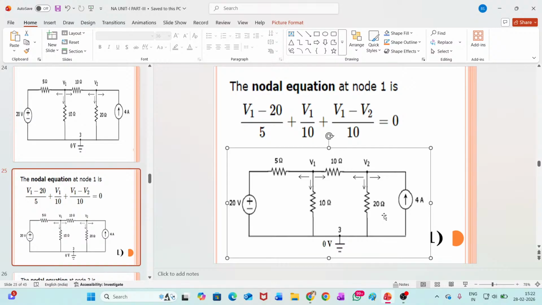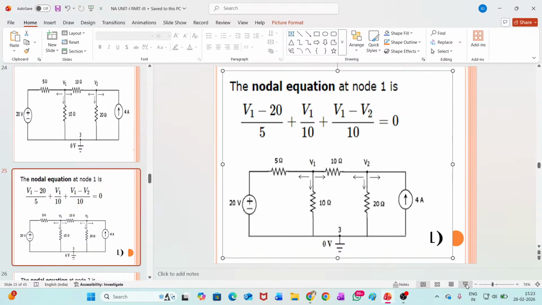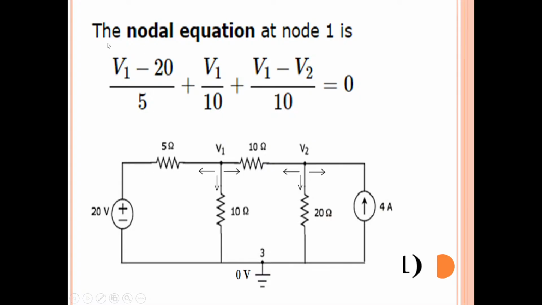Now if you observe here at node 1, I have assumed all currents are leaving, so you can add all currents together. If one current is entering and another is leaving, the algebraic sum of entering currents should equal the algebraic sum of leaving currents. Here all currents are leaving, so the algebraic sum of all leaving currents equals 0, or, another statement, the algebraic sum of all entering currents equals 0. So let us write down the nodal equation.